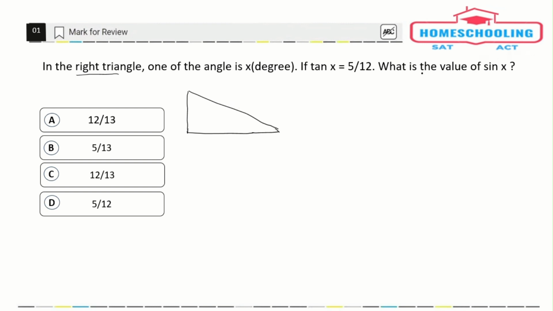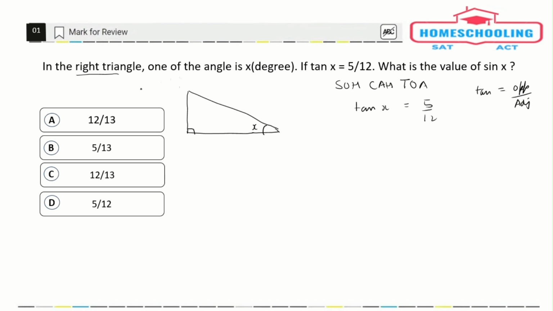As we have read in the basics, SOH CAH TOA. Here this is going to be 90 degrees. We can take one of the angles, either this angle or this angle, and the answer would be the same. So let's take this angle as x degrees in this right triangle. In the question it is given that tan x is equal to 5 by 12. As we know, TOA means tan is equal to opposite by adjacent.